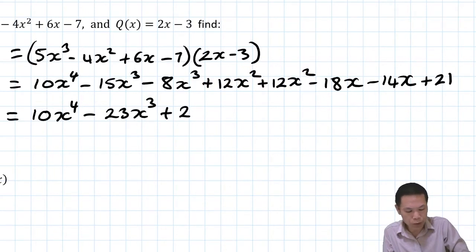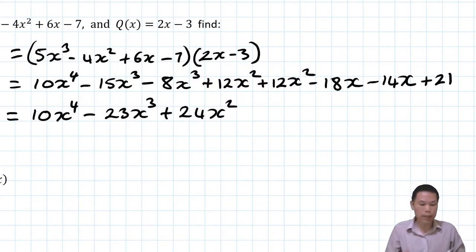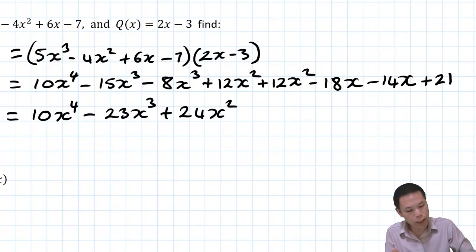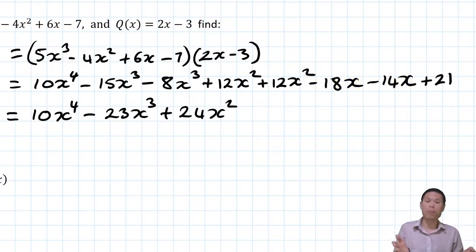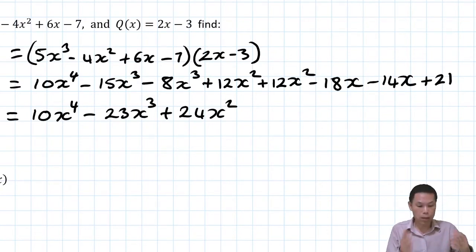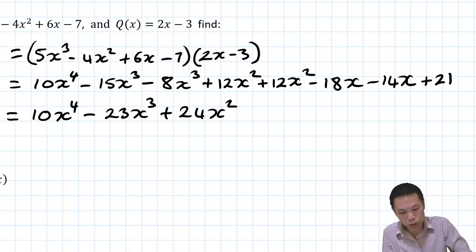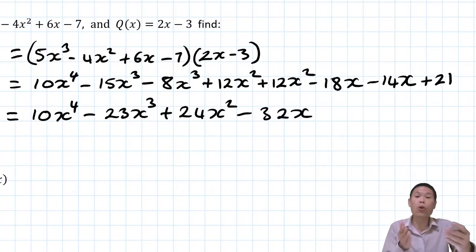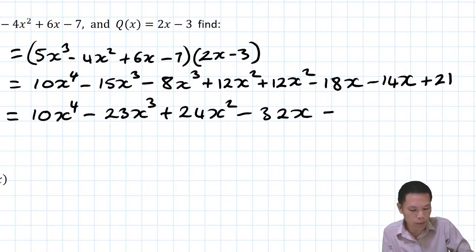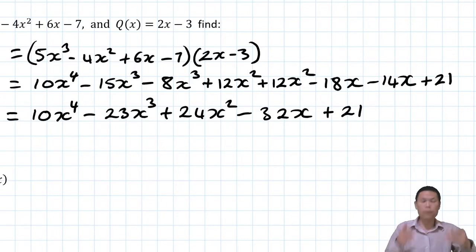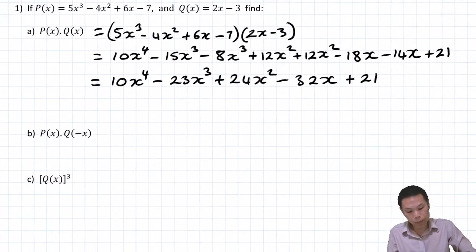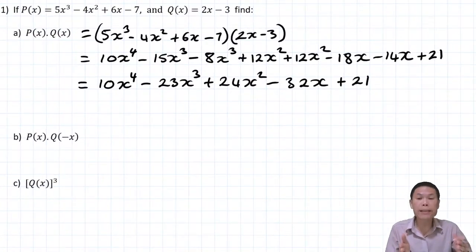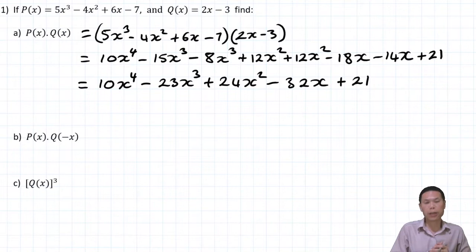Plus 24x squared. Then this one here, negative 18 minus 14. So we just add them up. 18 plus 14 is 32, which is equal to minus 32x. And of course the 21, we just write it down. So plus 21. There you go. That is p(x) times q(x).